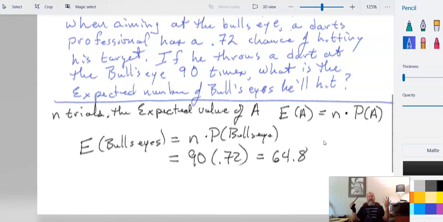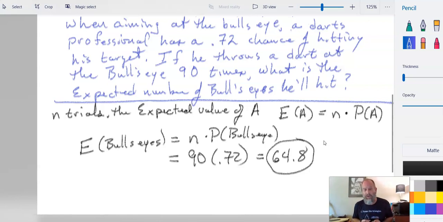No, that's not what that means at all. What that means is if I did a bunch of trials and I took this same person and I had them throw 90 darts a bunch of different times. So today you throw 90, tomorrow you throw 90, next year you throw 90. You keep doing that every day for a long, long time, and you average the number of bullseyes you get every single day. That number will get closer to this number, is what that's saying.